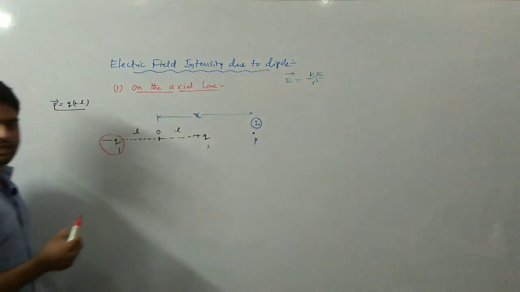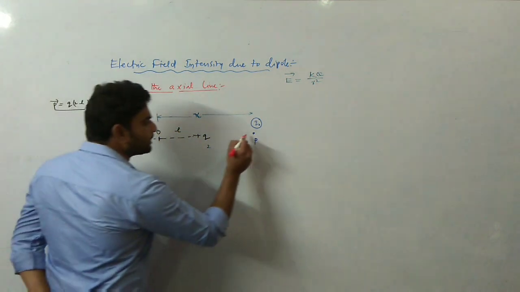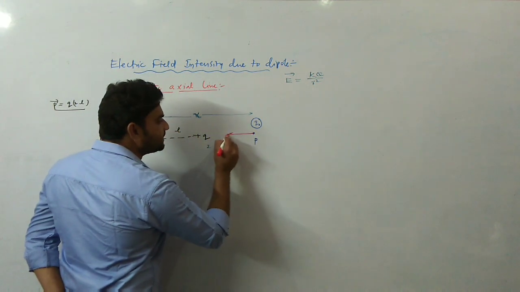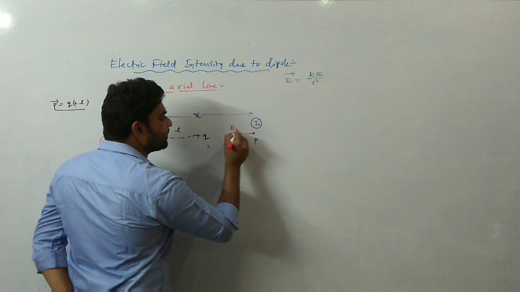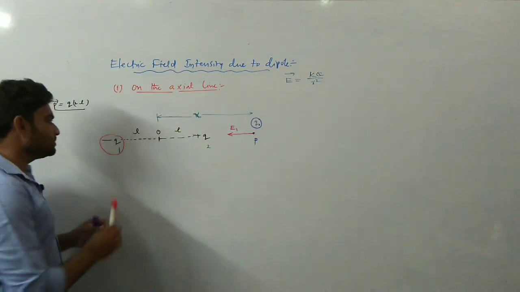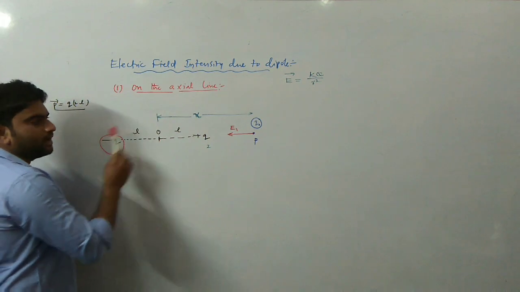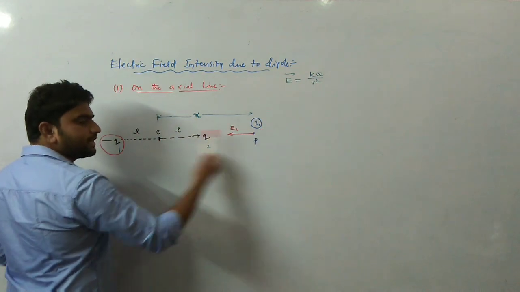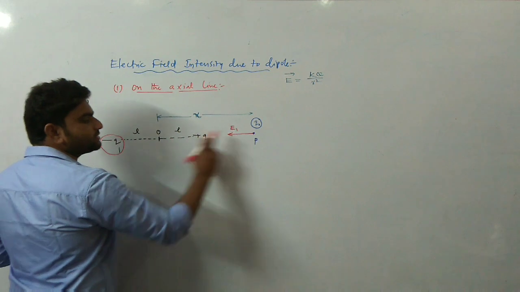There, an attraction takes place. Due to that, there is an intensity acting in this direction that I am taking as E1. Why is the intensity acting in this direction? Because this is a negatively charged body and this is a positive charge, so attraction takes place. This I am taking as E1.